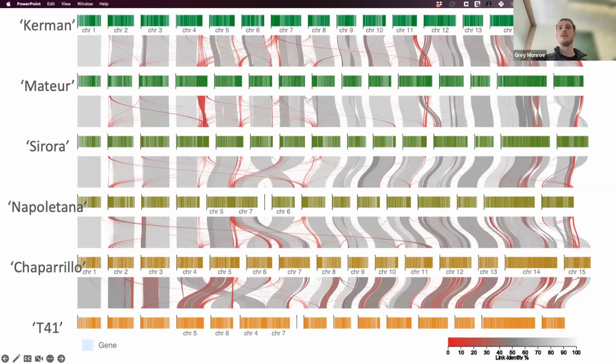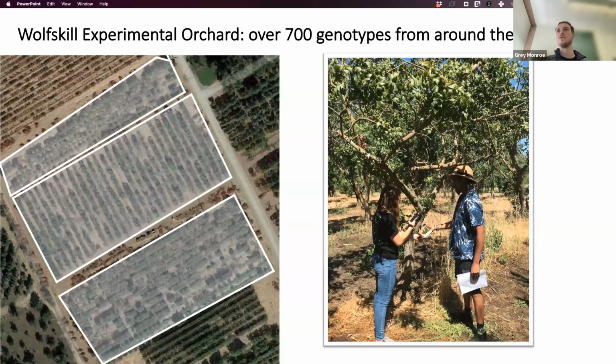So these are a subset that we're developing these very high resolution genomic sequence maps. But we're also expanding this to looking at a large population. This is a really powerful resource maintained at the Wolfskill Experimental Orchard. Here's a picture, an aerial photo of this location. There's over 700 trees there, and there's lots of genetic variation maintained in this population, in this collection. This is similar to the USDA collection, et cetera.